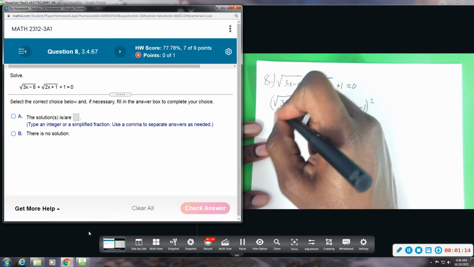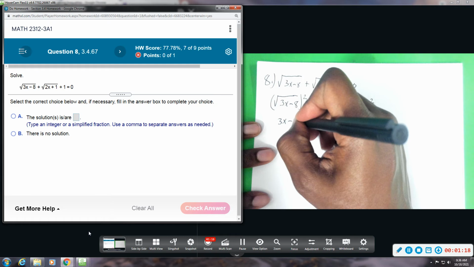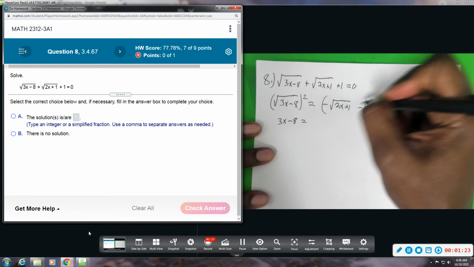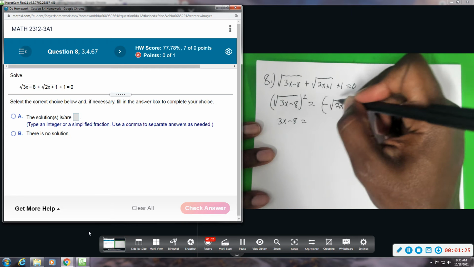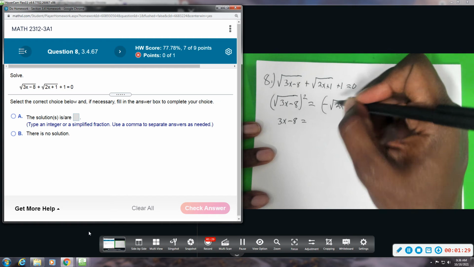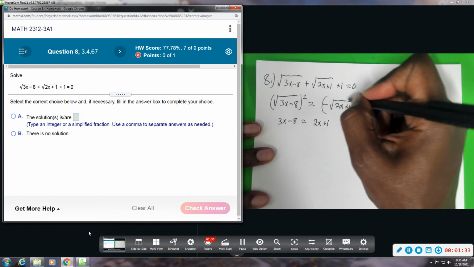When you square a square root, it cancels out, so that leaves us with 3x minus 8. Over here, you actually have to FOIL. So we're going to do that shortcut again. You're going to square the first term, so negative times the negative will be positive. When you square a square root, it gets rid of it. So you're going to end up with 2x plus 1. That's squaring the first term.